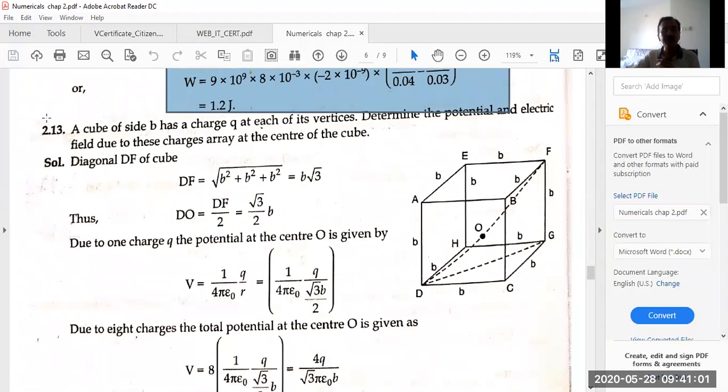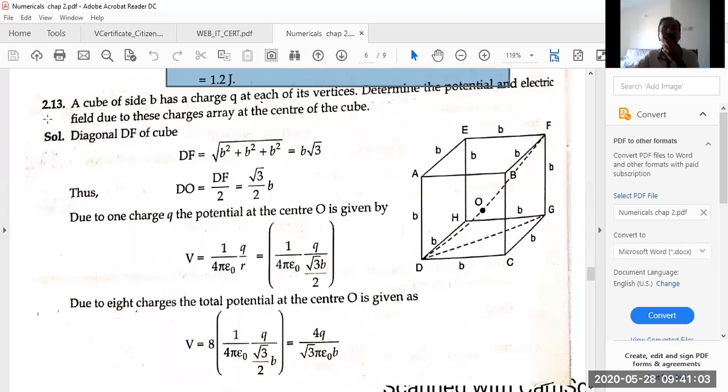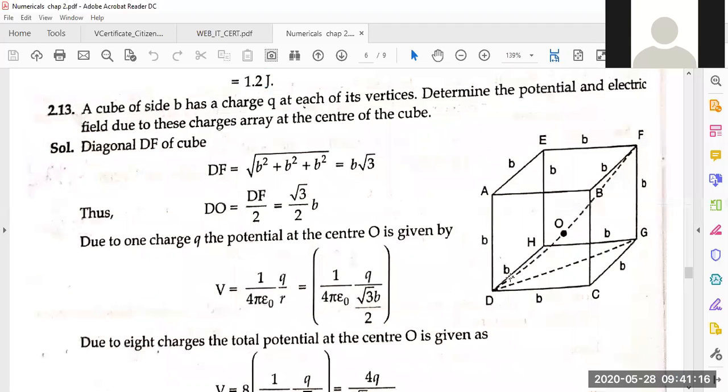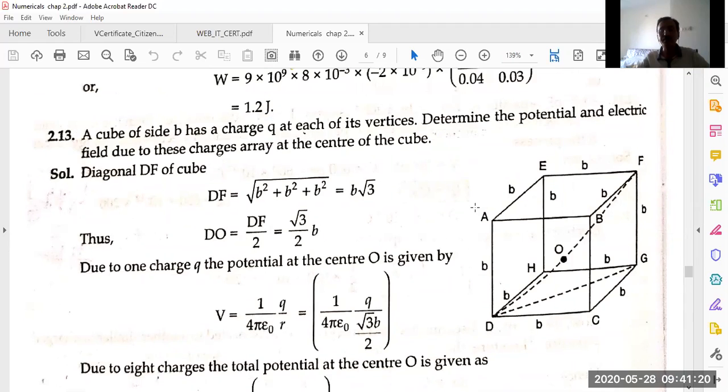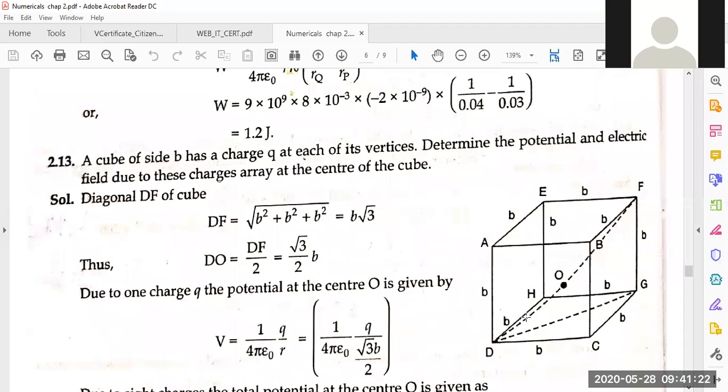Look at 2.13. Read the question. KQ by R. ये पहले तो मेरे को ये समझाओ. Switch off your microphones.